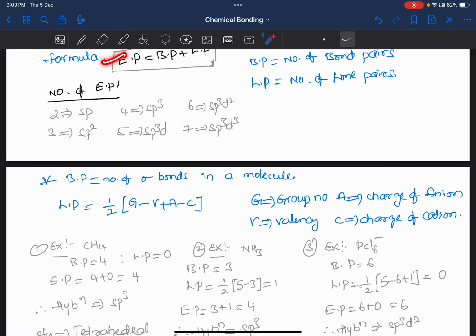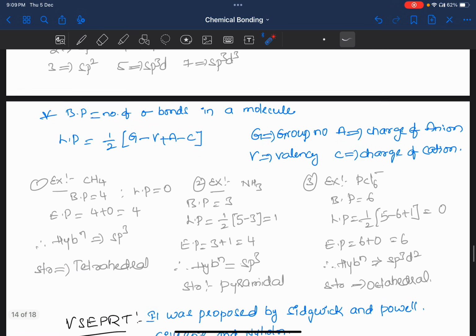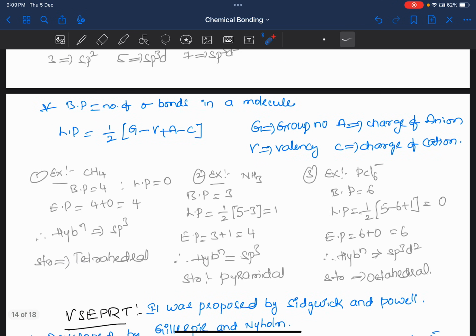With electron pairs, we easily find out the hybridization of that molecule. So now see some examples. Here I give some molecules as well as ions. One is the methane molecule. In the methane molecule, the center atom is carbon. That carbon is bonding with 4 hydrogens. Therefore, here bond pairs are 4 and lone pairs are 0. That will be explained with this formula.